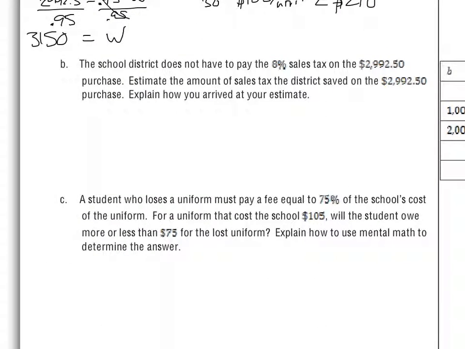Alright, it says the school district does not have to pay 8% sales tax on the $2,992.50. We have to estimate the amount of sales tax the district saved on the $2,992.50 for the purchase. Explain how you arrived at your estimate. So at this point, we need to figure out, well, how much sales tax would they have paid? So you should be able to set this one up. We're not looking for the final amount. We're looking for how much the sales tax would have been. Go ahead and set up the equation and go ahead and solve to find out how much the sales tax would have been.